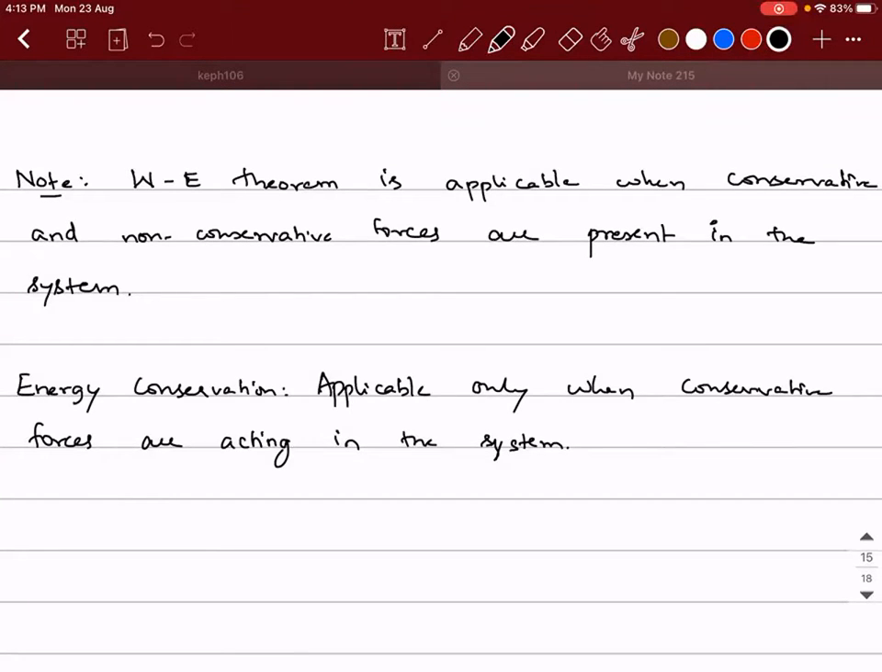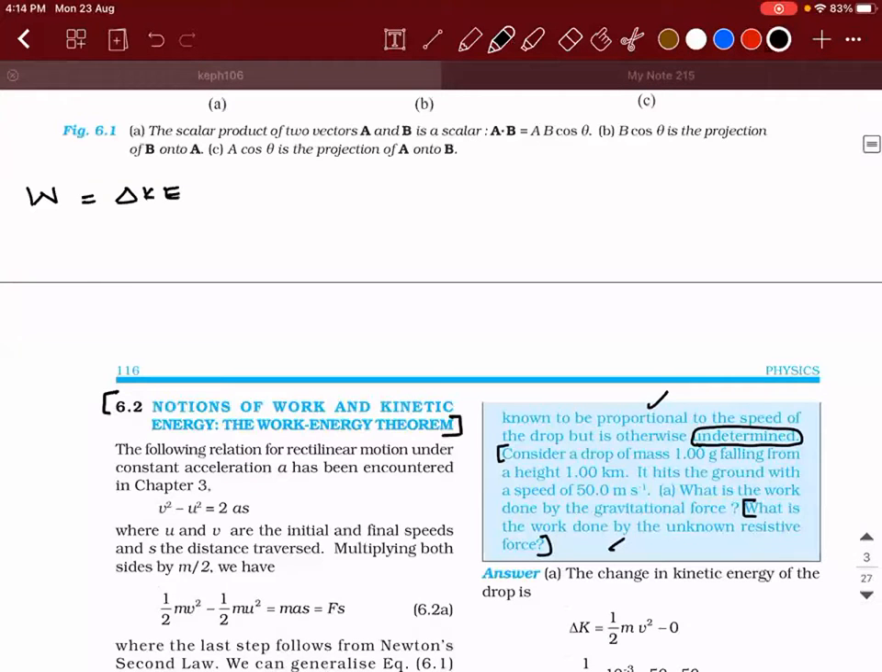Now tell me, in this problem, which theorem can I apply? In the current problem that we are doing, I have to apply the work energy theorem, because what are the two forces that are acting? One is gravitational and the second is the resistive force. Last class I told you one important point: all resistive forces are non-conservative in nature, whereas gravitational force is conservative.